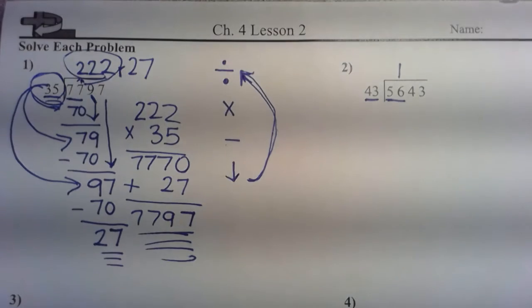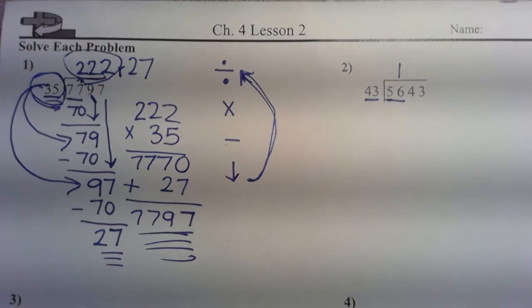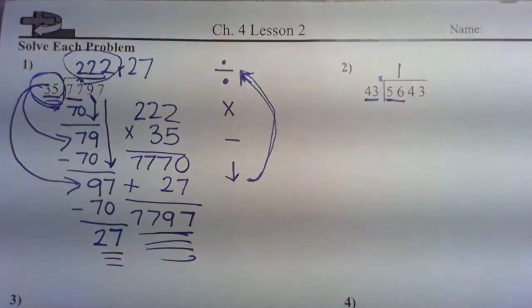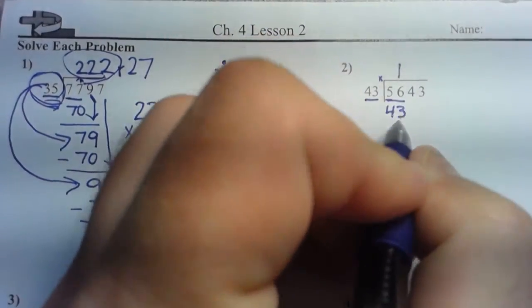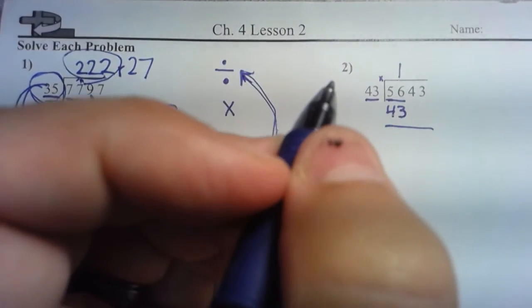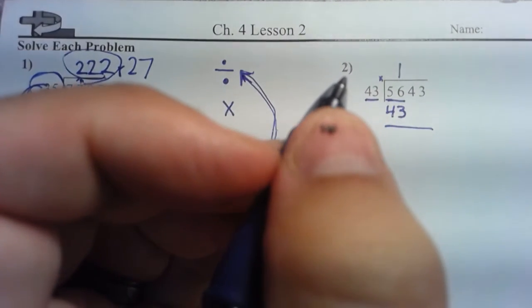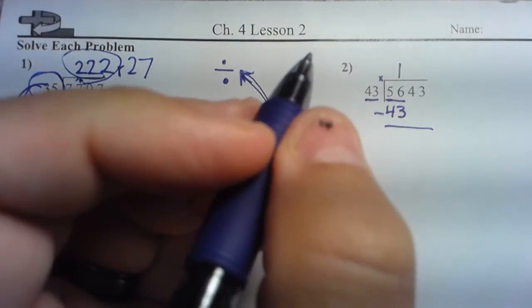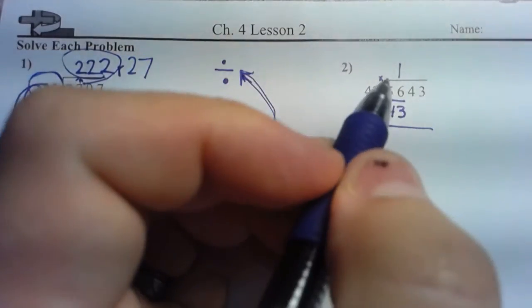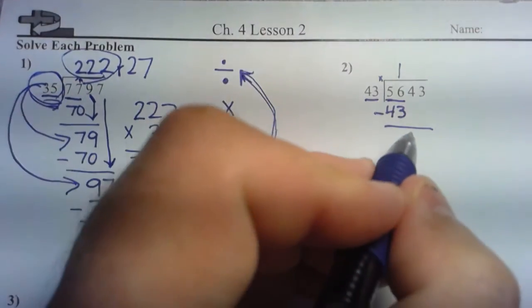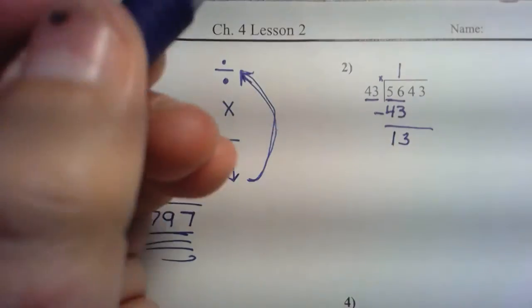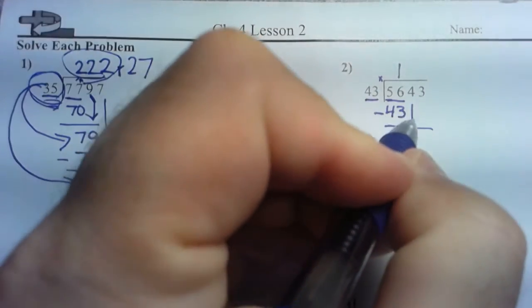Now, what's my next step? Gavin, what's my next step? We just divided. Multiply. So what is 43 times 1? 43. Good. Now what do I do to these two numbers? Good job, Gavin. Subtract. So what is 6 minus 3? 3. And what is 5 minus 4? Now what's my next step? Bring down is my next step.